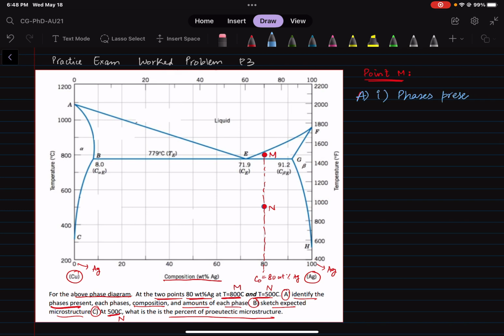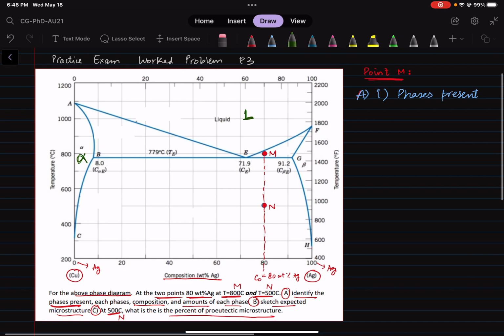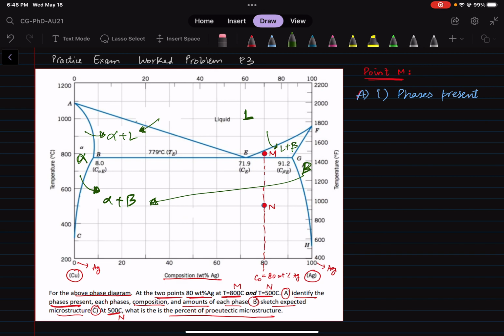So let's start looking at the phase diagram and let's fill up the different regions. The single phase regions have been given to us, which means that this is liquid, this is alpha on the left, beta on the right. In the region over here, you will have alpha plus beta, alpha from the left, and then beta from the right. In the region above this, you will have alpha plus liquid, alpha from the left, liquid from the right. And in this region on the right side, you will have liquid plus beta, liquid from the left, beta from the right. And this is how you can fill up a phase diagram.